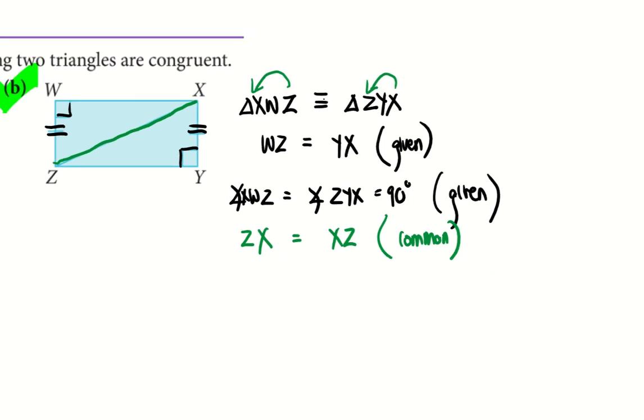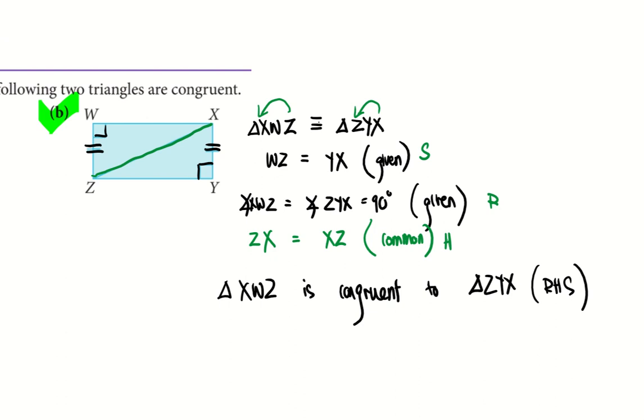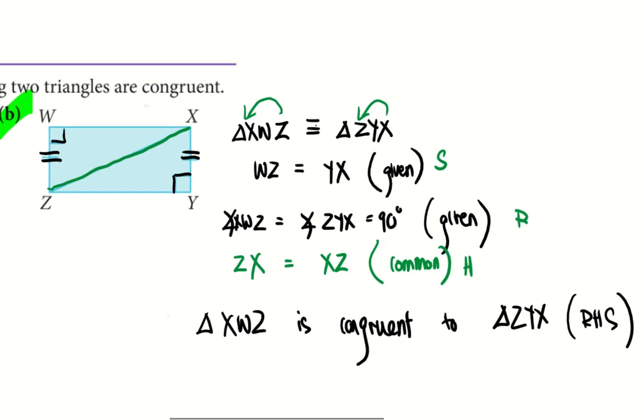What can we see here? There is a right angle. There is a side. There is a hypotenuse. What particular one are we using? RHS. So after you do the three-step approach, conclude, and remember to write the reason.